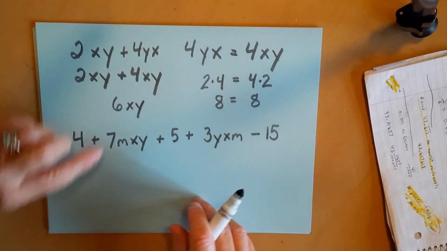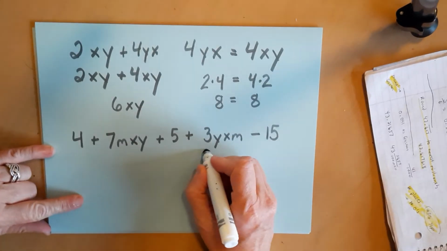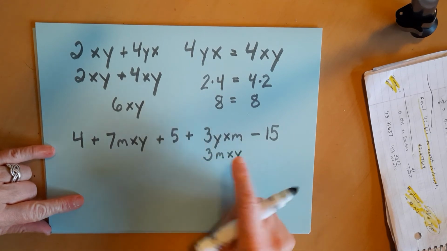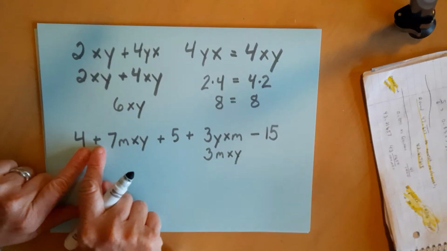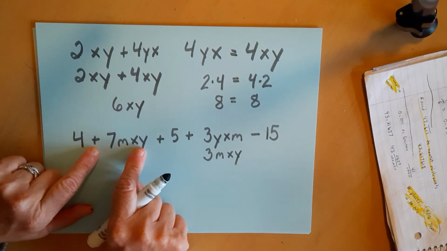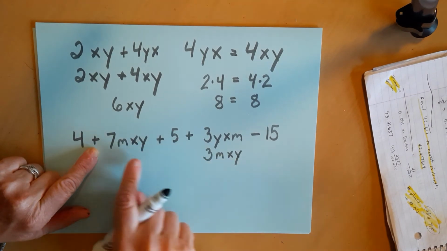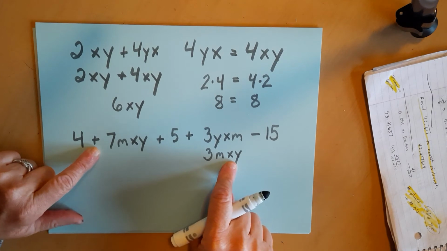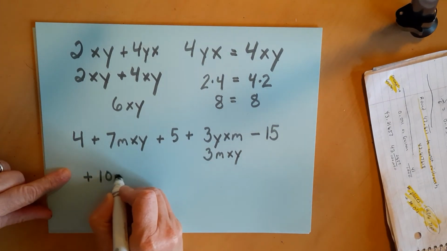If you remember from up here, we can change this 3yxm to make it look like this, 3mxy. We are able to put those in a different order. And when you do that, you can see that you have a positive 7mxy plus 3mxy's. That's like saying you have 7 apples plus 3 apples, which gives you 10. So we have a positive 10mxy.